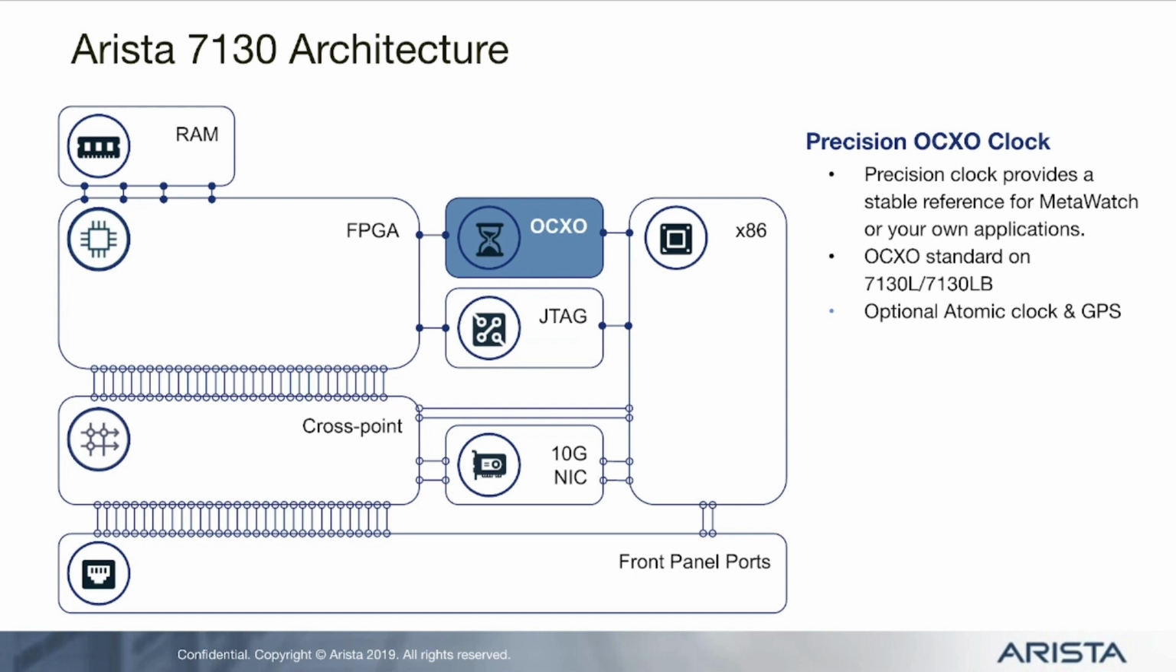The Arista 7130L and LB series provide OCXO clock by default. This clock module provides a stable reference for our Metawatch and Exchange App applications and can be further enhanced using the Atomic Clock module or GPS.